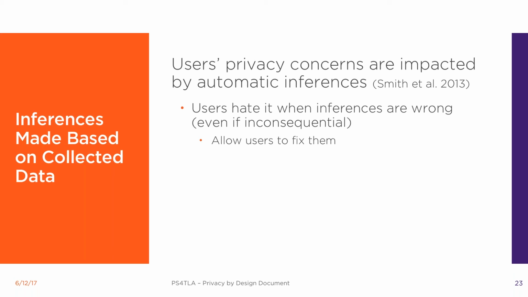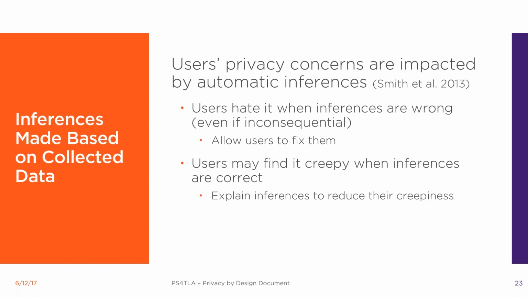And it turns out that even correct inferences can be problematic, because users may feel that those inferences can be a little creepy. And so one way to prevent this problem is to explain these inferences, and that may reduce their creepiness a little bit. But note that explanations themselves can also have kind of persuasive aspects to them. So you need to be a little careful with that.